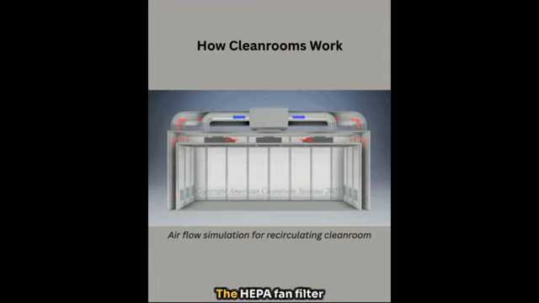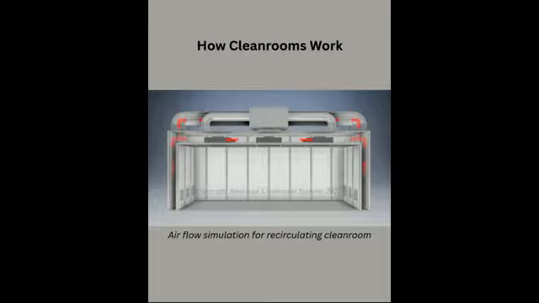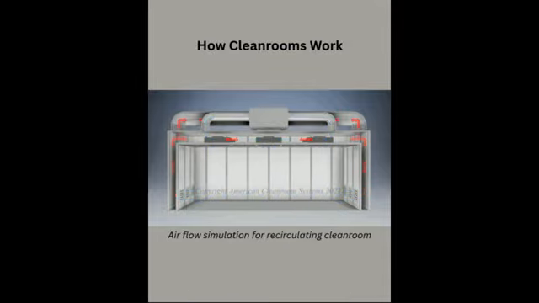How clean rooms work. The HEPA fan filter units on the ceiling remove 99.97% of particles greater than 0.3 microns from the air and push clean air into the room. The clean air passes through the room, exits through a low wall air return, and then passes through the air return walls back to the negative pressure plenum, where the air is cleaned again and reused. Only HEPA filtered air is allowed to enter the clean room.